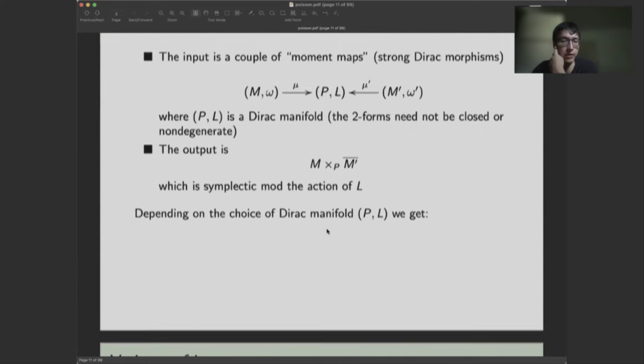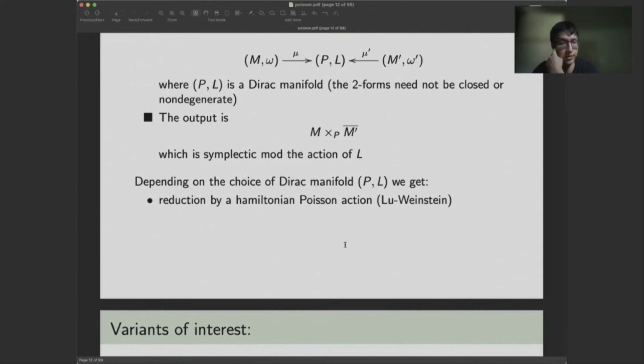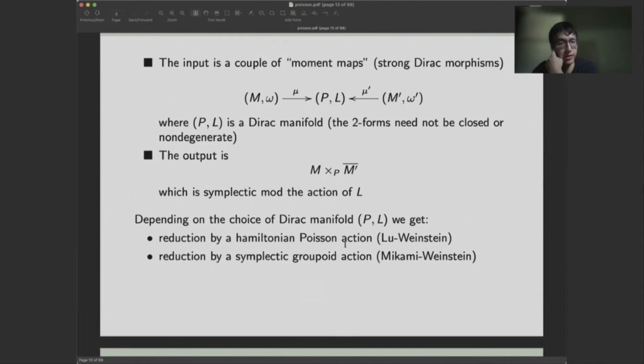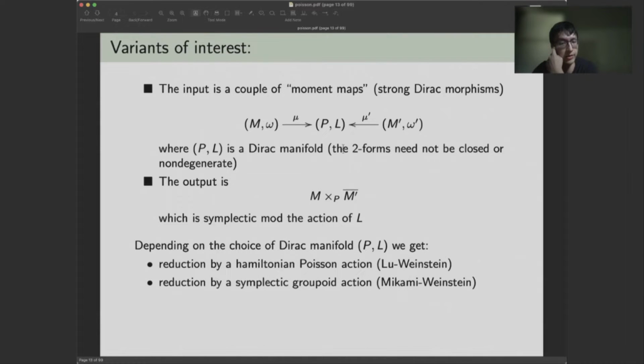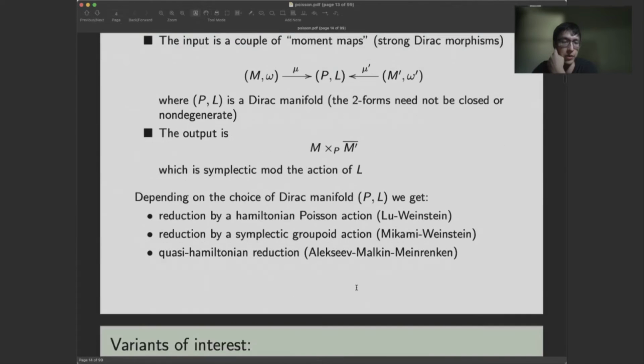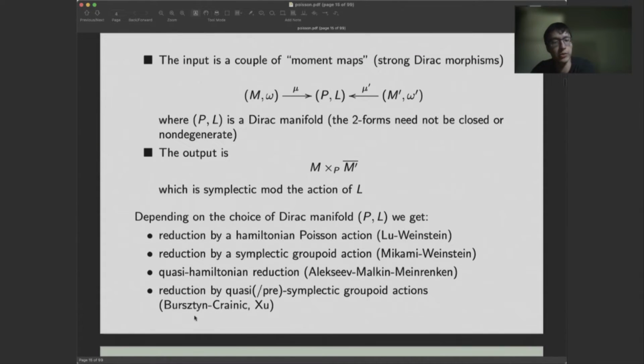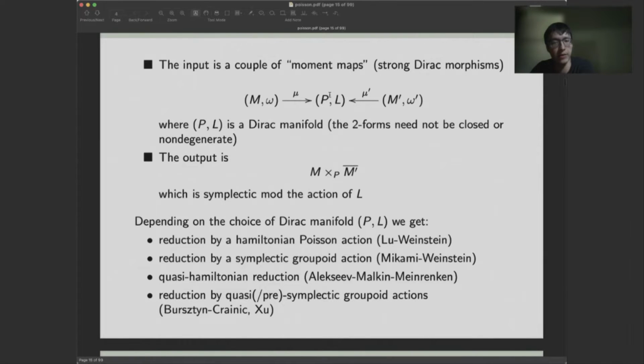And depending on the choice of the target, we get many interesting constructions of symplectic manifolds. For example, if PL is a Poisson group, we get Lu-Weinstein reduction. We can use a general Poisson manifold as our target, and in this case, we get a reduction by symplectic groupoid actions. We can also use a so-called Cartan-Dirac structure as our target, and in that case, what we get is Poisson-Hamiltonian reduction. More generally, we can use any Dirac manifold as our target. And in this case, what's acting on M and M prime is what is called a quasi-symplectic or pre-symplectic groupoid.